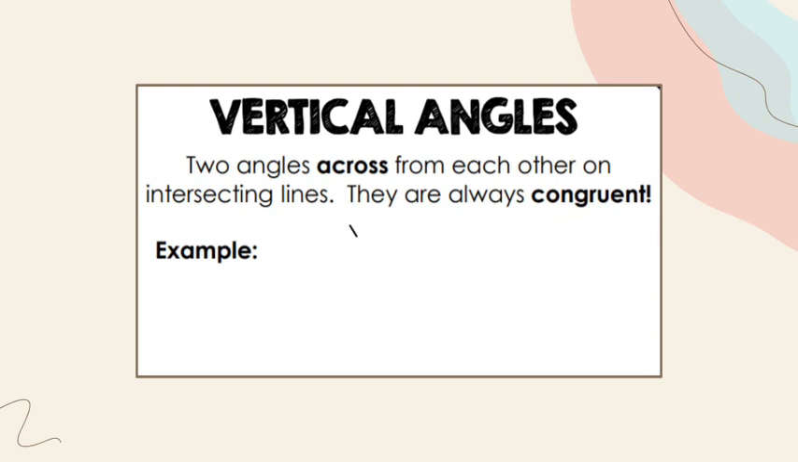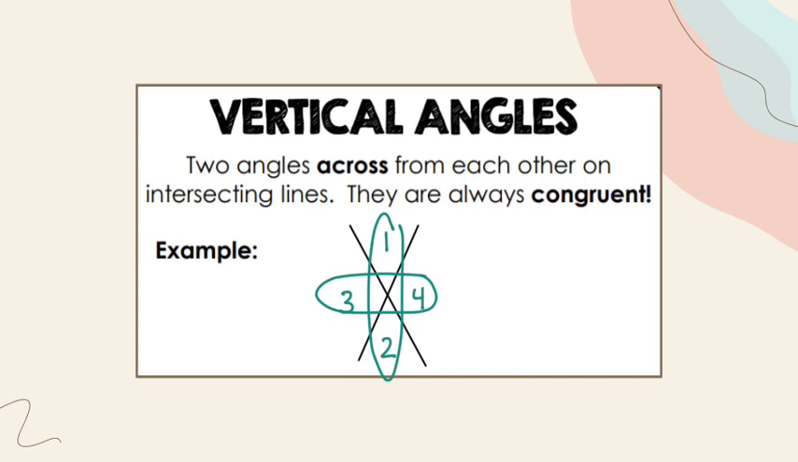So that might look like this. We have two intersecting lines, and angle 1, 2, 3, and 4. So angles 1 and 2 are vertical, and angles 3 and 4 are vertical. What that means is angle 1 is going to be congruent to angle 2, and angle 3 is going to be congruent to angle 4.